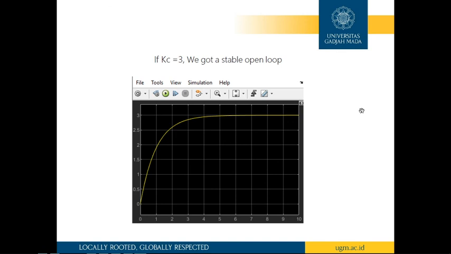So the conclusion from these three examples is that we can know the minimum Kc and maximum Kc from the root locus plot.